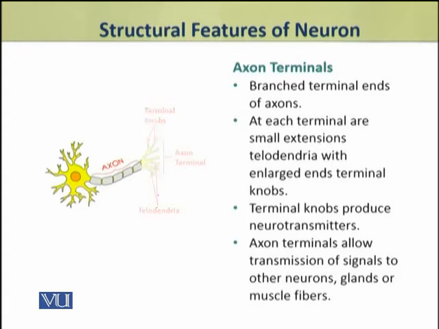Terminal knobs are the places from where neurotransmitters are released. Axon terminals allow the transmission of signals to other neurons or to the glands or to the muscle fibers to which the neuron is attached.